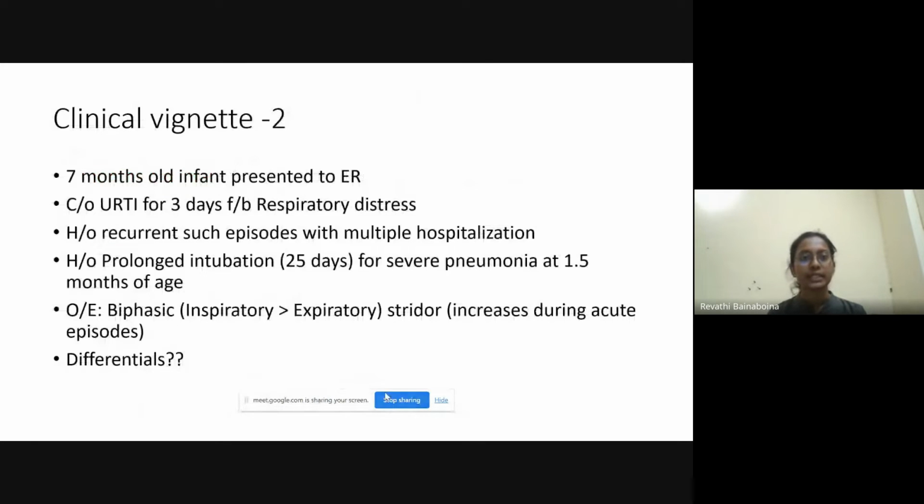Coming to the next case scenario, a 7-month-old infant presented to the ER with complaints of URTI for 3 days, followed by respiratory distress. There is a history of recurrent such episodes with multiple hospitalizations. History of prolonged intubation for 25 days in view of severe pneumonia at 1.5 months of age. On examination, biphasic stridor, predominantly inspiratory, is noted and it increases during acute episodes.